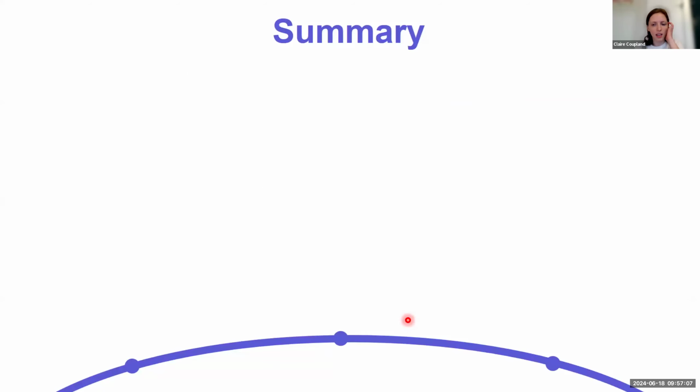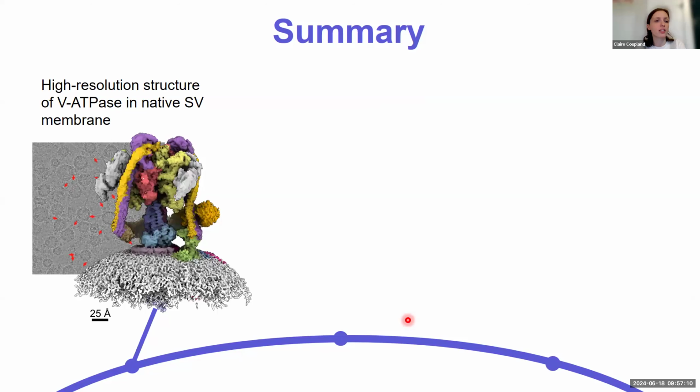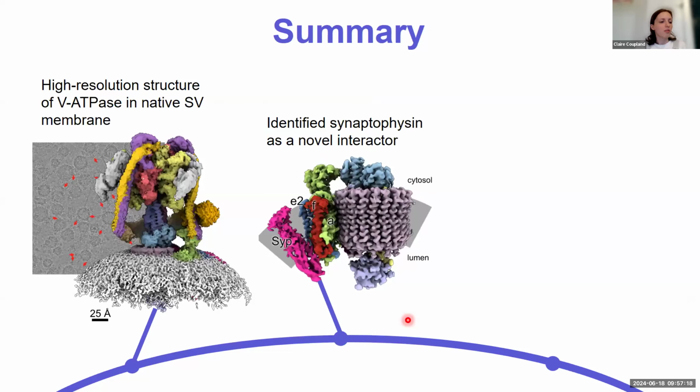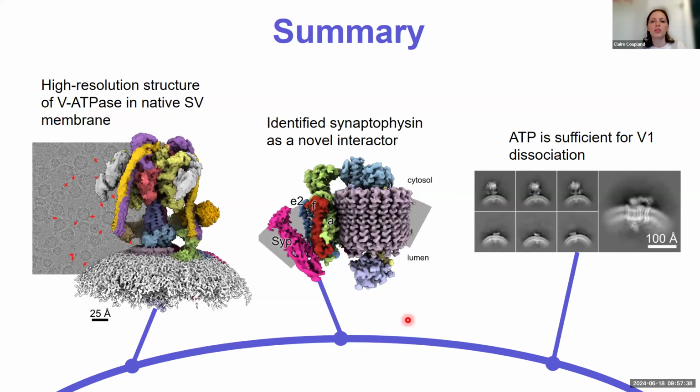And so to summarize, we were able to get a high-resolution structure of the V-ATPase within the native synaptic vesicle membrane using single particle analysis cryo-EM. This data set really showed the importance of looking at proteins in their native membranes, as we could identify this novel synaptophysin interaction that we hadn't previously seen bound to VO, even in identical samples that have been solved from mammalian brain in detergent. And finally, we also were able to determine using this method some more information about how the dissociation of V1 happens from the V-ATPase.